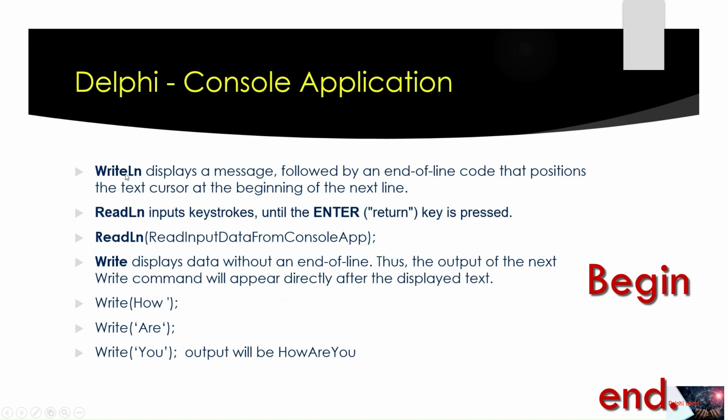There are some key points here, the WriteLn. So what will WriteLn do? WriteLn will display a message followed by an end-of-line code that positions the text cursor at the beginning of the next line. So when you write WriteLn, it will write the line, and after that the text cursor will go to the beginning of the next line.